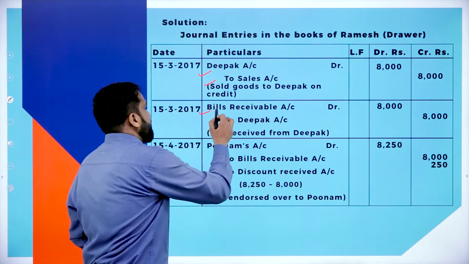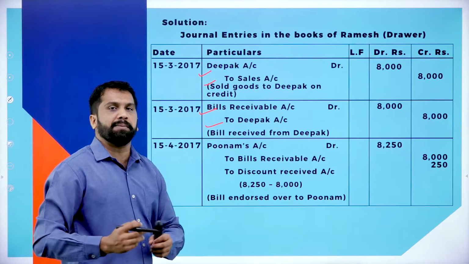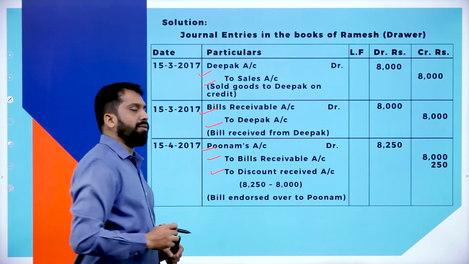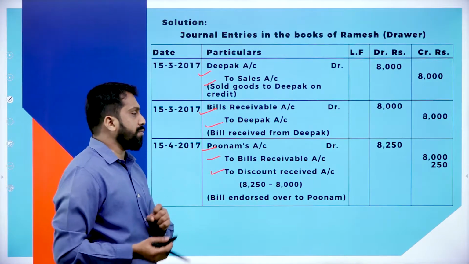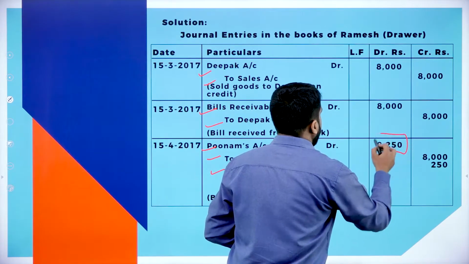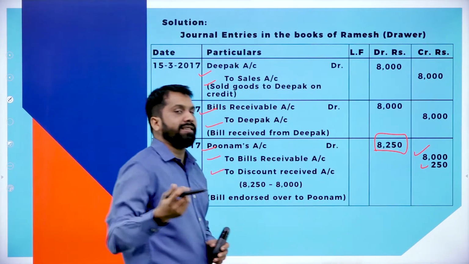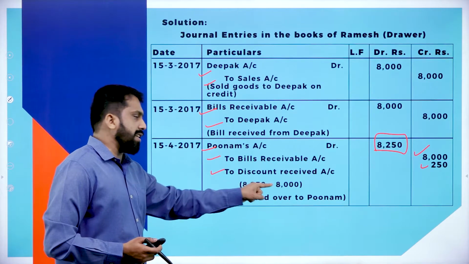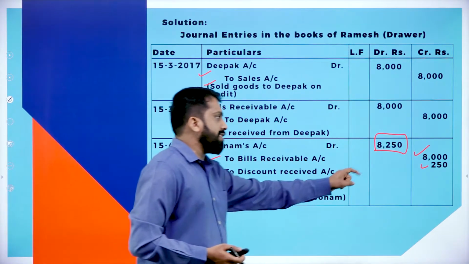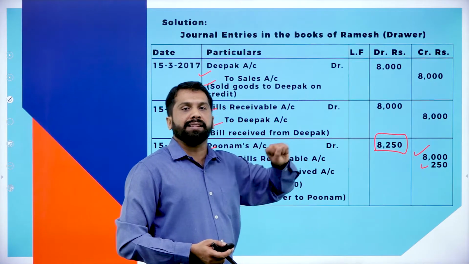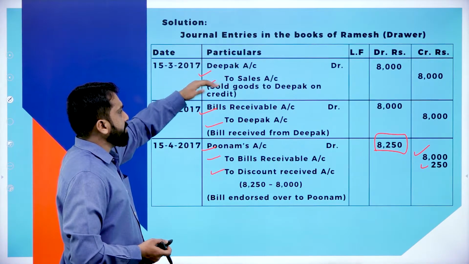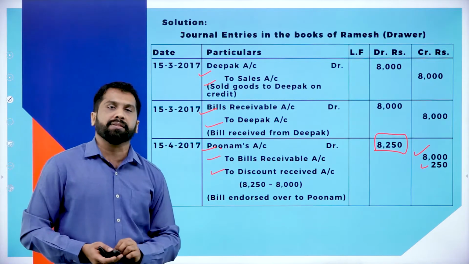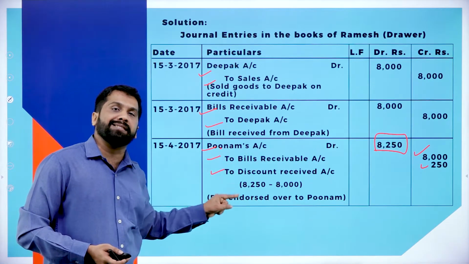Next, bills receivable account debit to Deepak. Simple. And the third one, Poonam, bills receivable discounted. Finally, the bill is discounted. What value? It was 8,250. For 8,000, and 250 is discount. Any doubt in this? Out of 8,250, I got only 8,000. So 250 is a loss to Poonam. We call it discount. Again, Deepak to sales, bills receivable to Deepak, Poonam to bills receivable, discount received. You have to remember this journal entry.